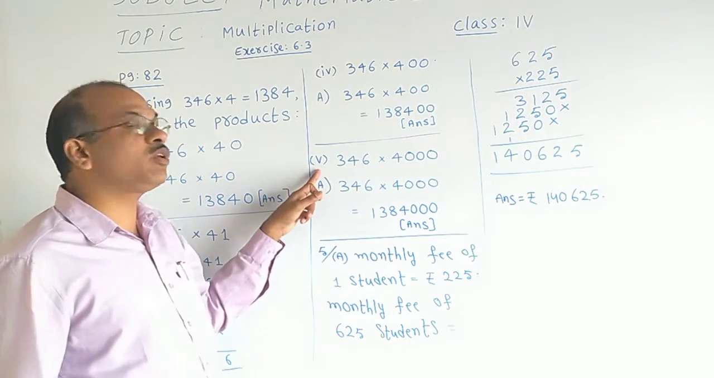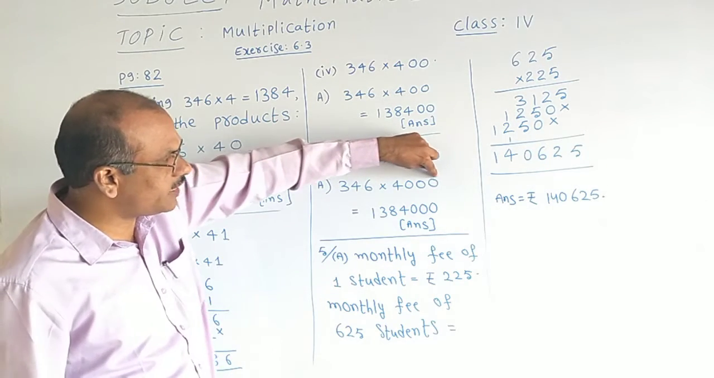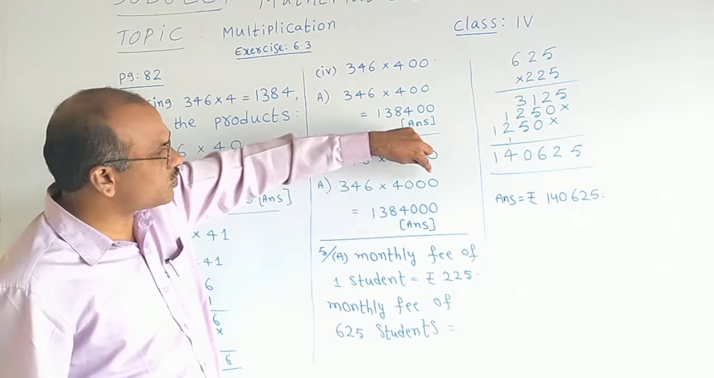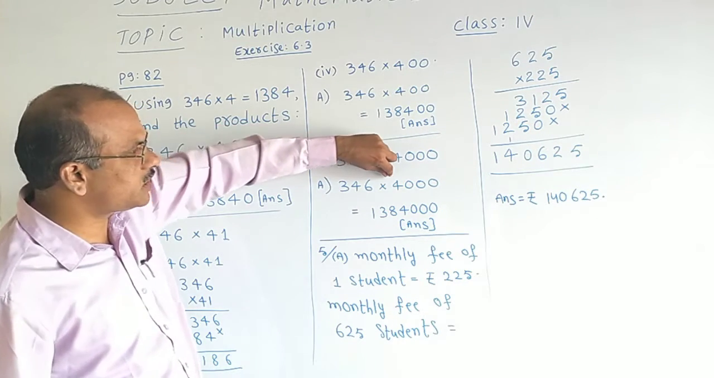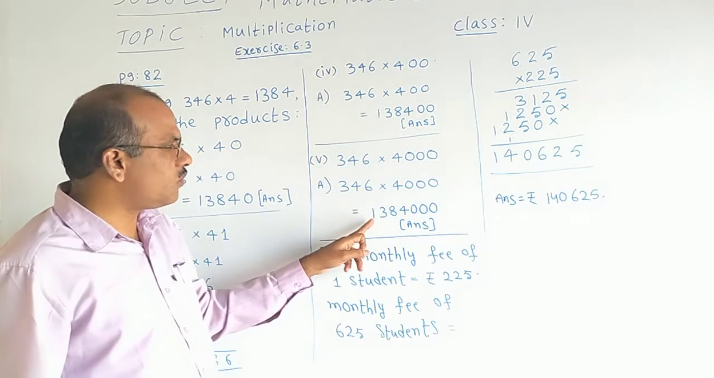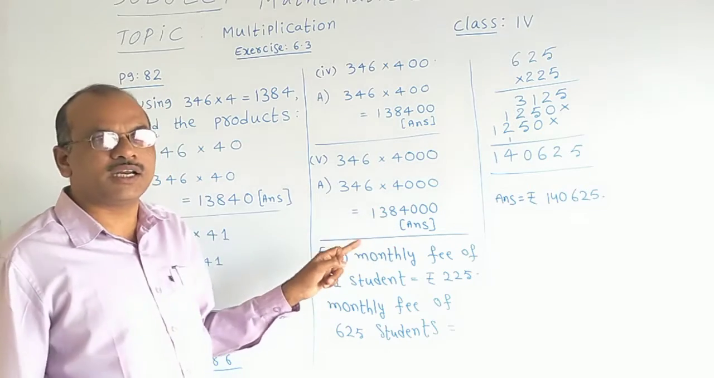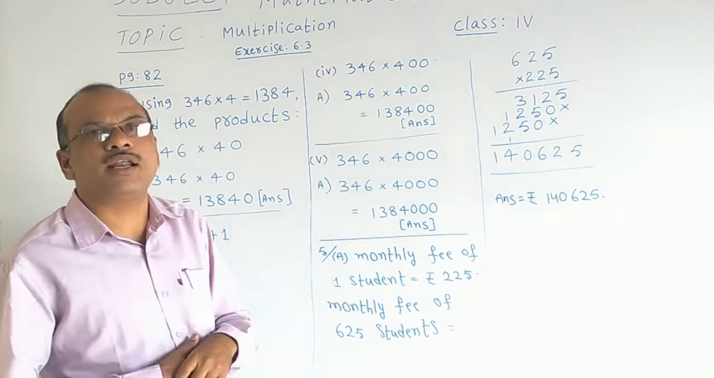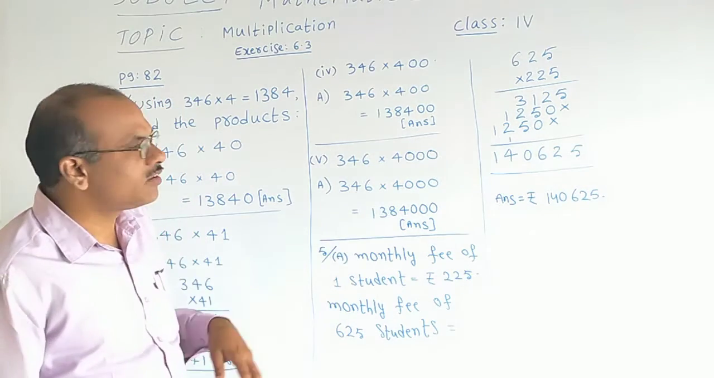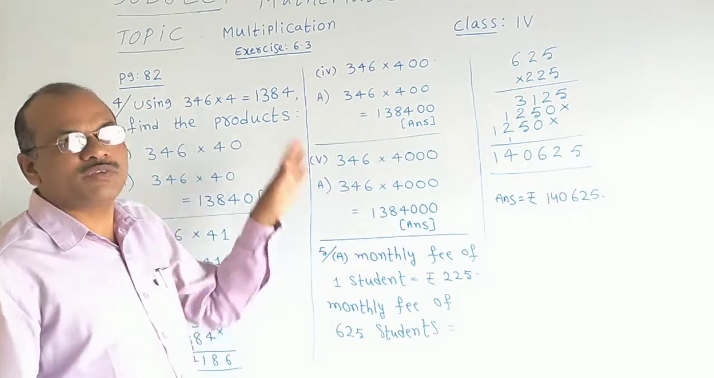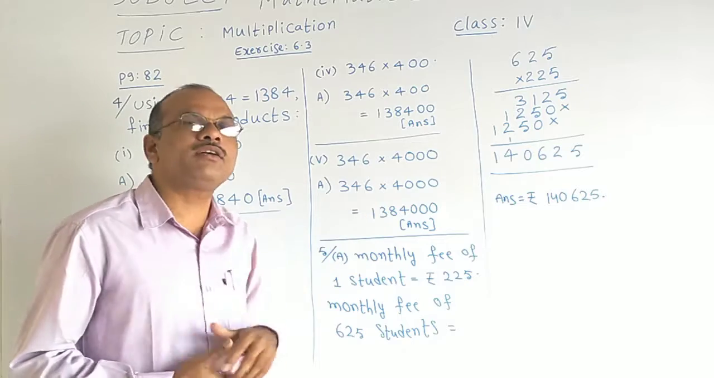In the same way the fifth bit also, because the question is given like this. Here how many zeros are given? 3 zeros. So those 3 zeros I have written first. Then 346 into 4 gives you 1384 only. Directly I have written 1384, and those 3 zeros dropped. Finally we got 13,84,000 as the answer for the product. So with the help of the knowledge given in the heading only, we have used it and we have got it.